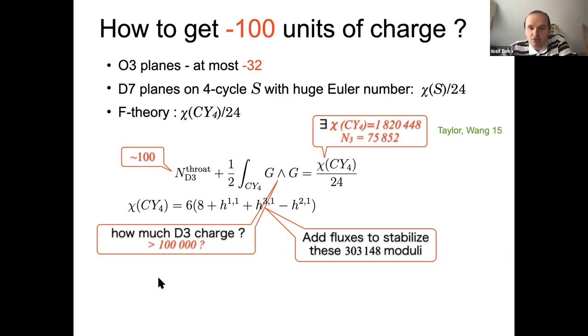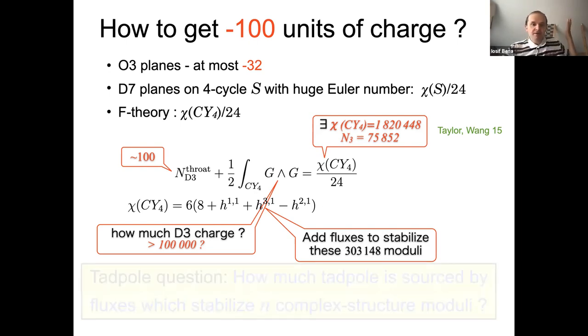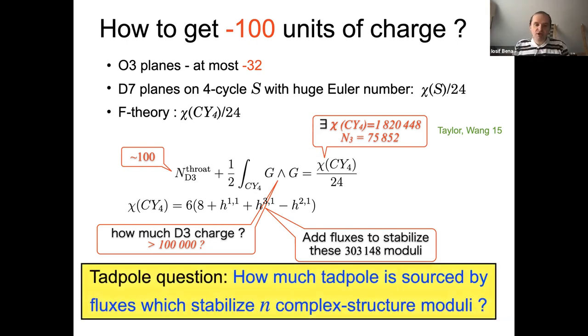But this is basically where we were a few years ago. Then the question is, how much charge do these fluxes source? I have 300,000 moduli, and I need to put fluxes to stabilize them. How much charge do these fluxes have? This is what we call the tadpole question. We can ask ourselves, in a general compactification with a large number of complex structure moduli, which are fixed by fluxes, how much tadpole is sourced by these fluxes?